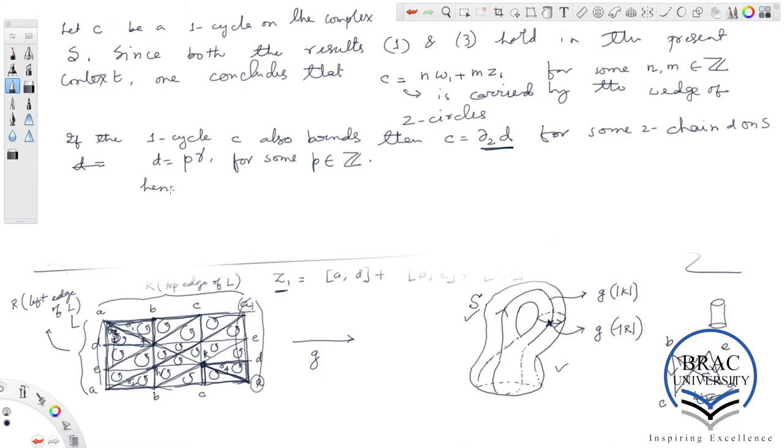Hence, del 2D is equal to del 2 P gamma, which means this is P del 2 gamma, and we have seen earlier that our fourth result in the present context is del 2 gamma is equal to 2z1, right? Which means that this is 2pz1. This is our equation number 16. Okay? Good.